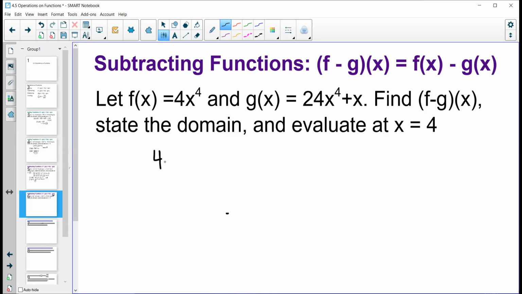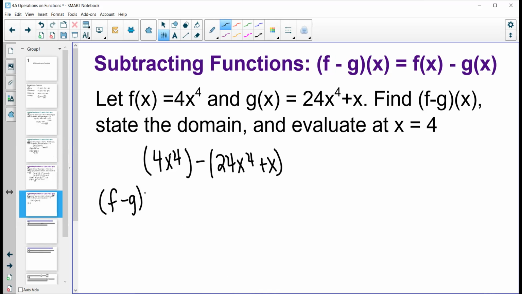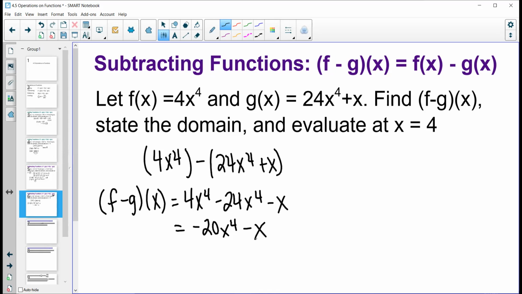So we are going to do 4x to the fourth minus 24x to the fourth plus x. How is this function going to change? Well, our f minus g of x in this case is going to be 4x to the fourth minus 24x to the fourth minus x, which is the same as -20x to the fourth minus x.